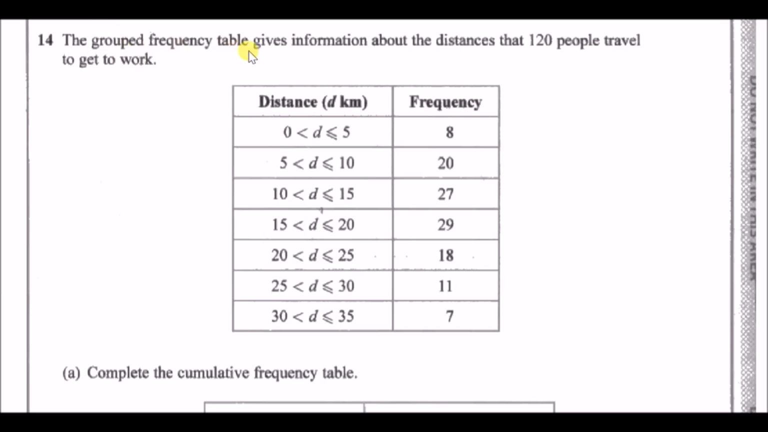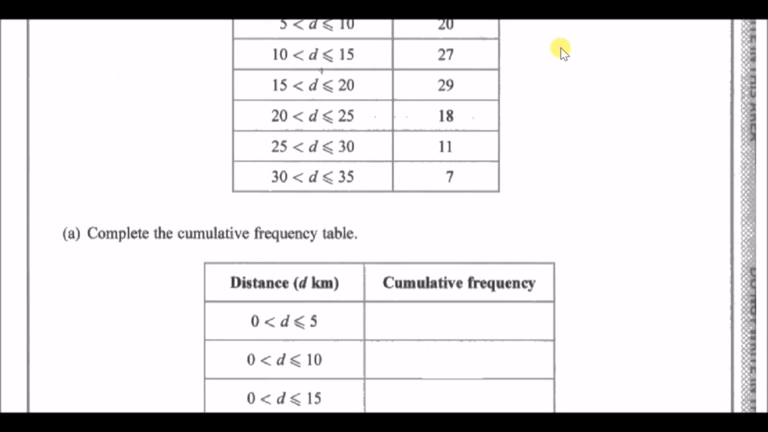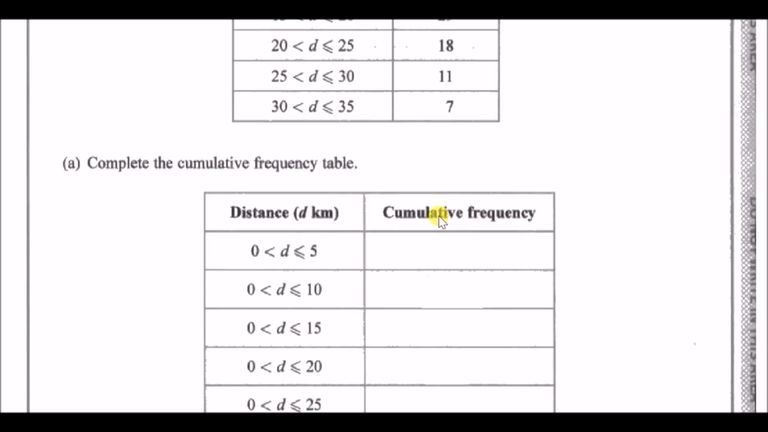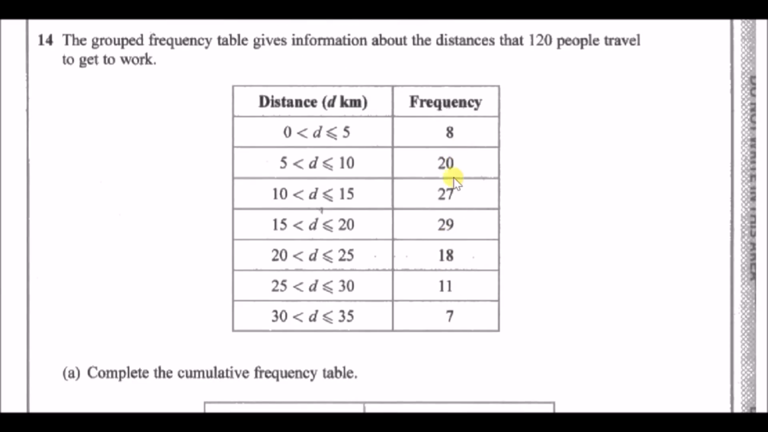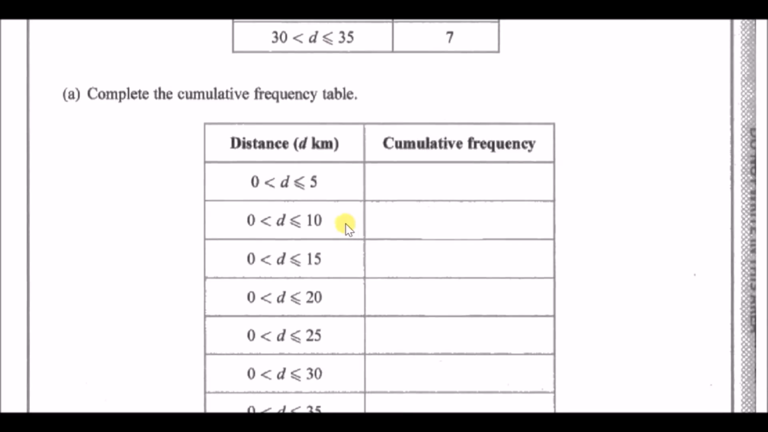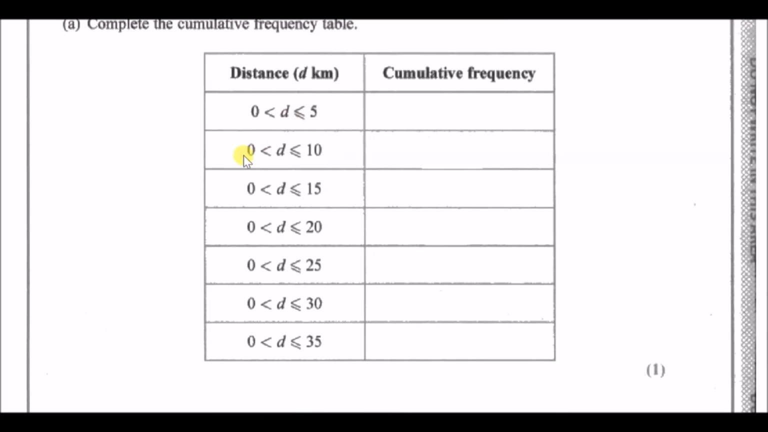So the group frequency table gives information about the distances that 120 people travel to get to work. Okay, complete the cumulative frequency table. Now, cumulative frequency literally means that you're adding as you go along. So you're collecting the people as the distances increase. So that's why the values start from 0 to 5, and now it's going to be 0 to anything because you're including everybody from the beginning as you go up.